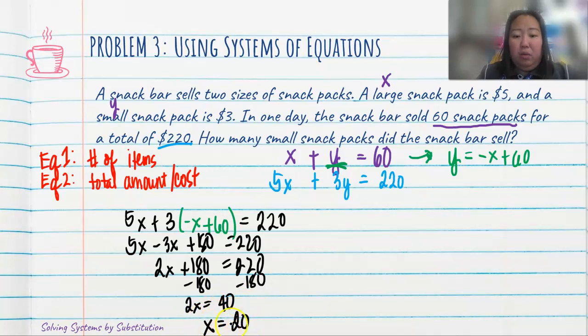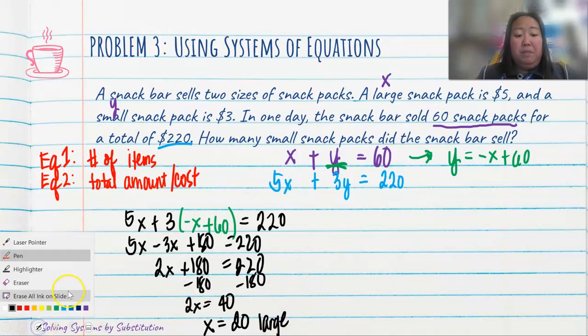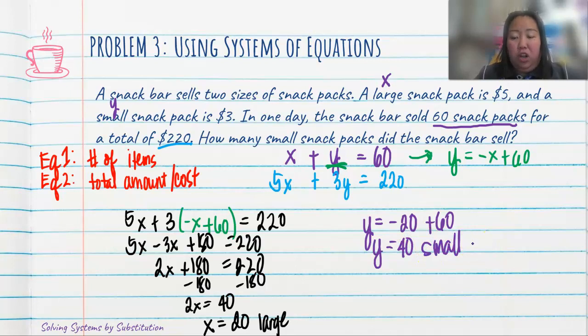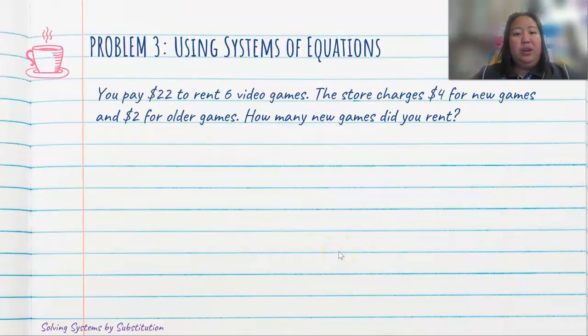Now remember, what is our x? X is the large snack. So there are 20 large snacks that were sold, but the main question was asking about the small snack packs. So we can have y is equal to negative 20 plus 60, and that is going to be 40. So 40 small snack packs were sold by the snack bar. Make sense?